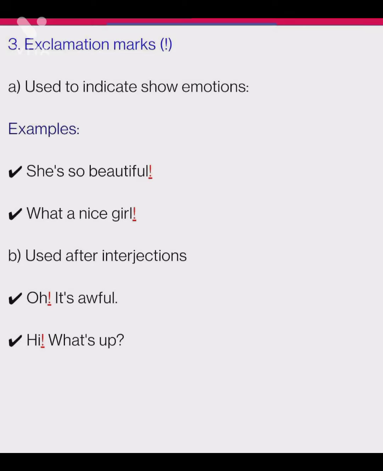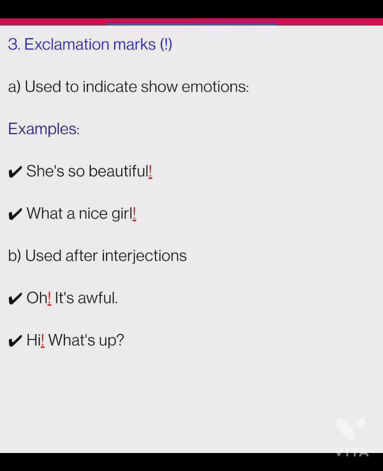So the exclamation mark is like a line and a dot. Okay, it is used to indicate or show emotions. Example, "She's so beautiful!" So here, not just writing a sentence, you have to make sure of giving an exclamatory mark. "What a nice girl!" So here also at the end of the sentence you have to mention an exclamatory mark. Okay, so then we can understand that the sentence is an exclamatory sentence.